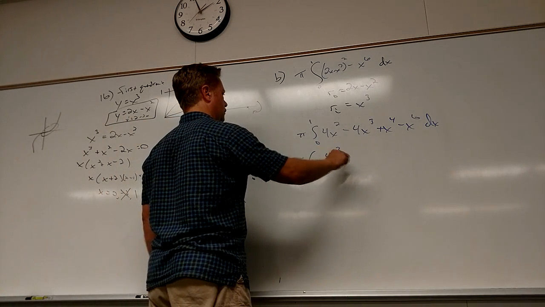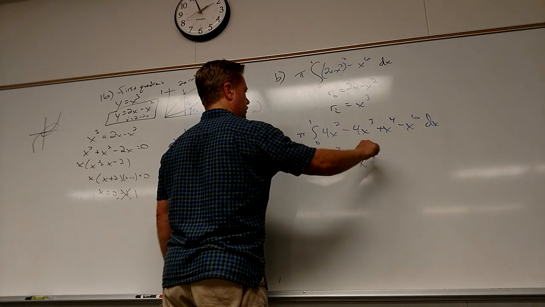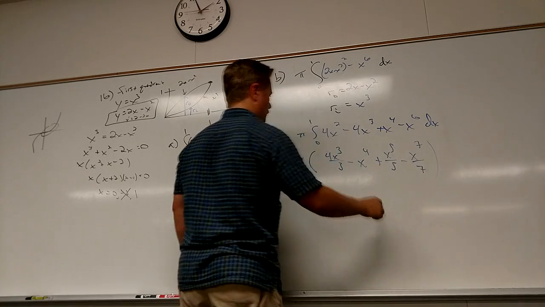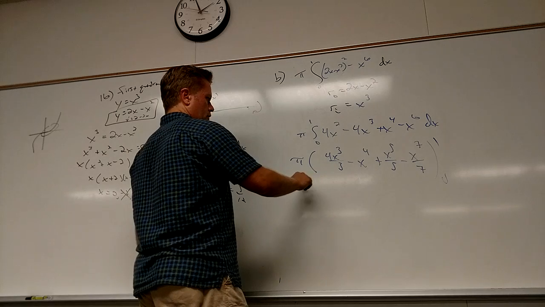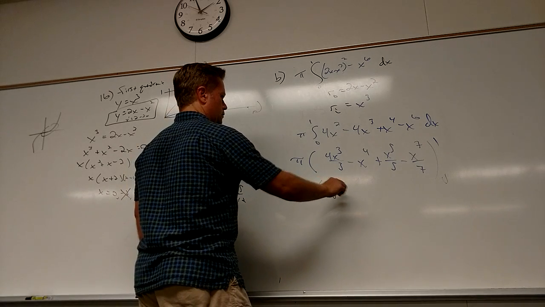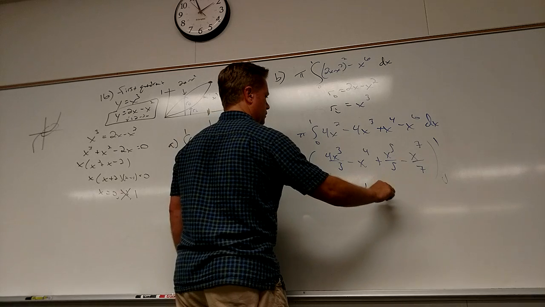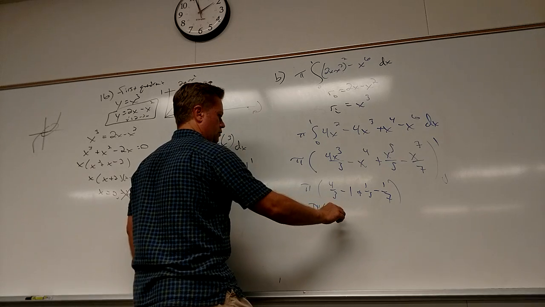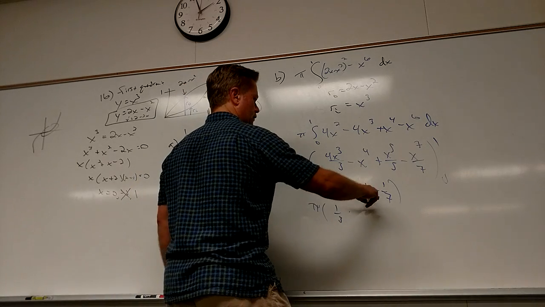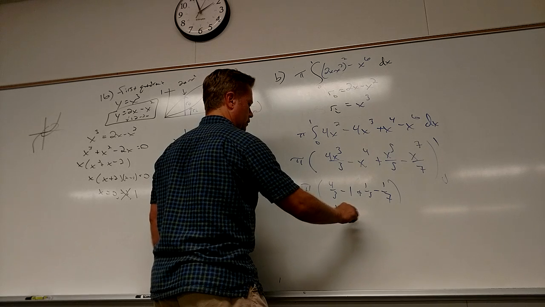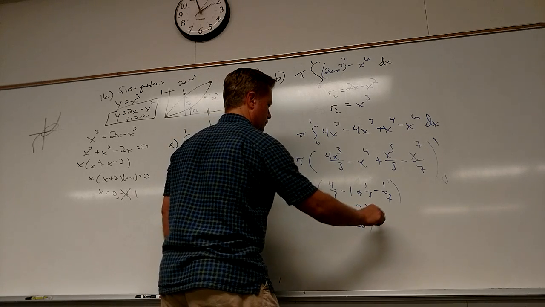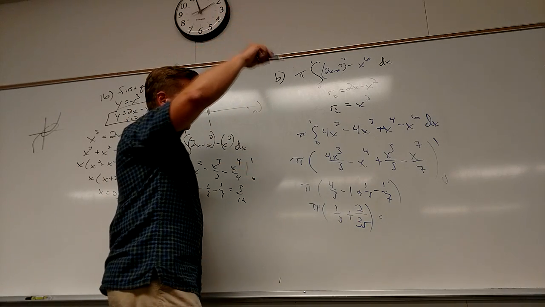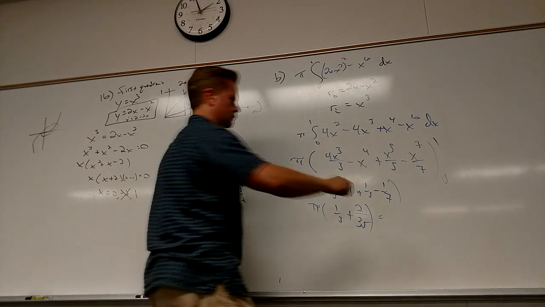So 4x cubed over 3 minus x to the 4th, that's nice, plus x to the 5th over 5 minus x to the 7th over 7, from 0 to 1. So I get 4/3 minus 1 plus 1/5 minus 1/7. This will be 1/3. 7 minus 5 is 2/35, so plus 2/35, I believe. And then you get 35 plus 6 is 41 over 105. Is that right?